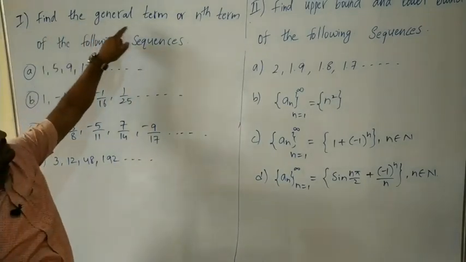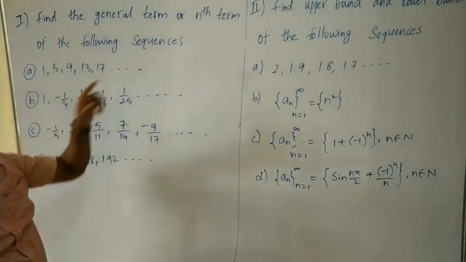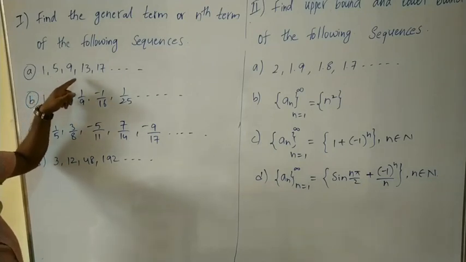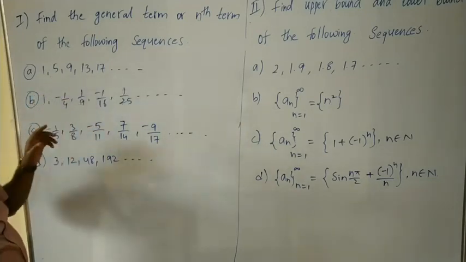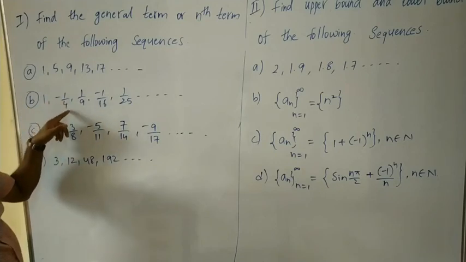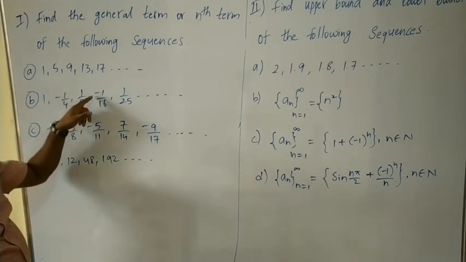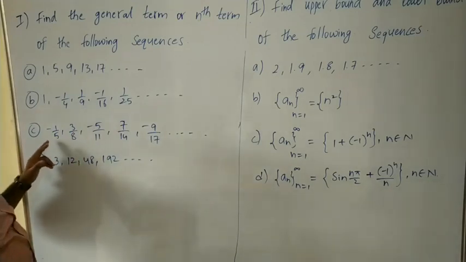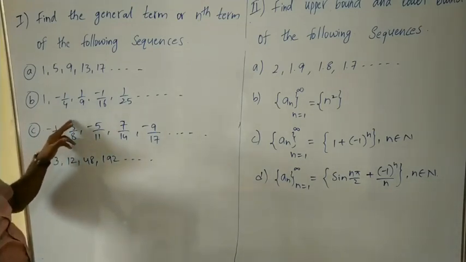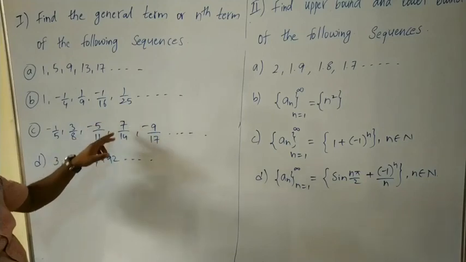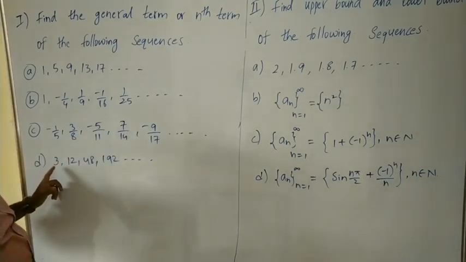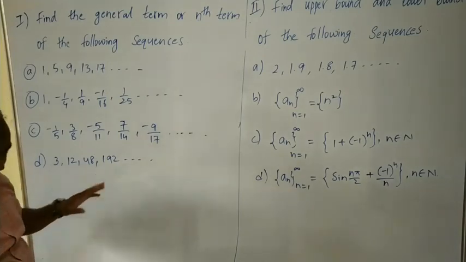Find the general term or nth term of the following sequences. First one: 1, 5, 9, 13, 17, and so on. Second one: 1, minus 1 by 4, 1 by 9, minus 1 by 16, 1 by 25, and so on. Third one: minus 1 by 5, 3 by 8, minus 5 by 11, 7 by 14, minus 9 by 17, and so on. Fourth one: 3, 12, 48, 192.